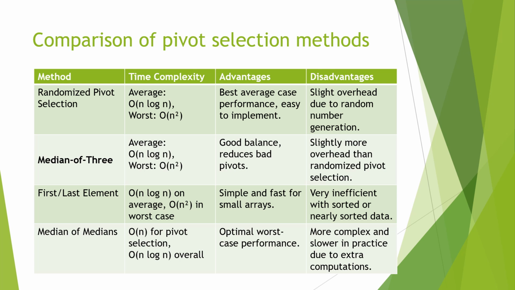The median method takes O(n) time for pivot selection and O(n log n) overall time complexity. So this is applied for optimal worst case scenarios, and is more complex, and so it is also slow in practice due to extra computations.